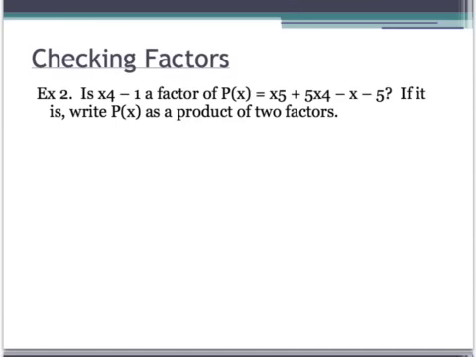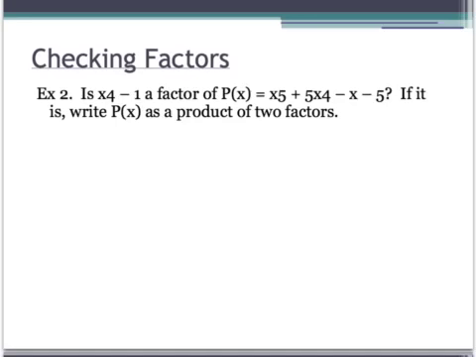Okay, so this is the last example for Part 1 notes. Now we're going to check to see if x to the fourth minus 1 is a factor of p of x. And in order to see if something is a factor, I need to know that it divides it evenly. Think about factors. If I ask for factors of 10, you would tell me 1 and 10, because 1 times 10 is 10, or 2 and 5. 2 times 5 is 10 as well.